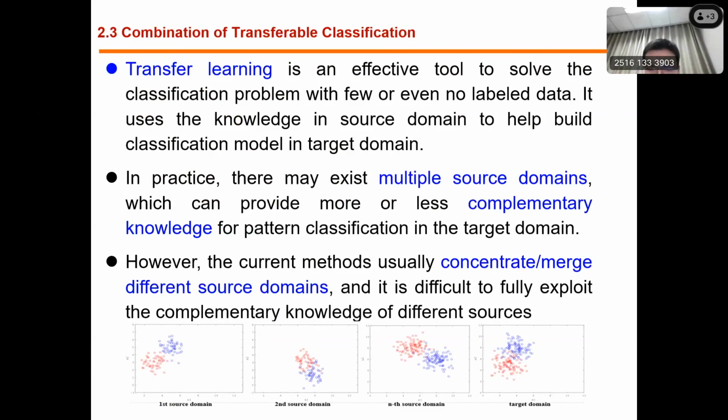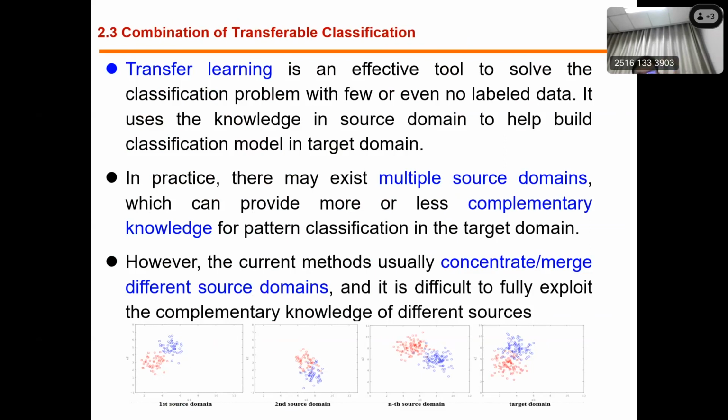For example, we want to do the classification of remote sensing data from a plane, but we have some data from satellite 1 and satellite 2, from different satellites. Each satellite image can provide some useful knowledge for classifying the image from the plane. So we want to take full advantage of all the image data from the satellites. In such a case, how do we make full use of the different source domains?